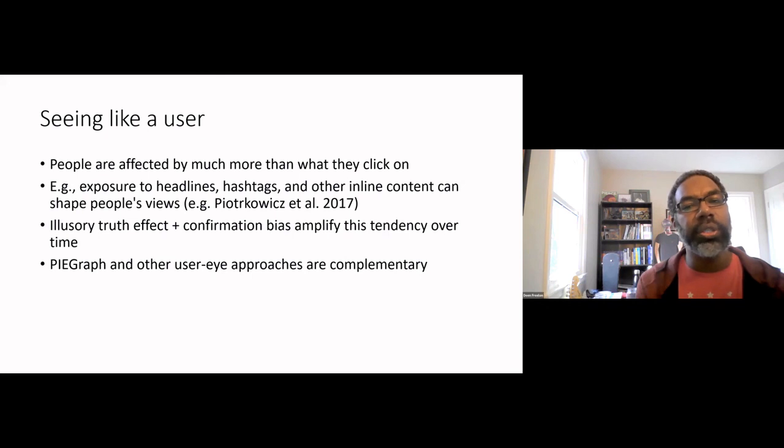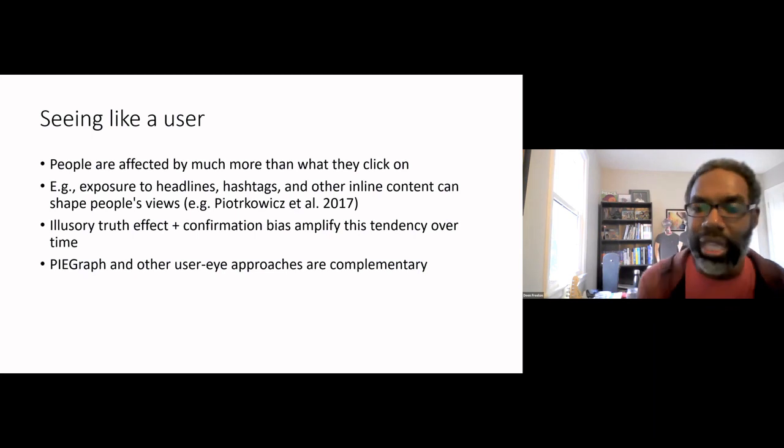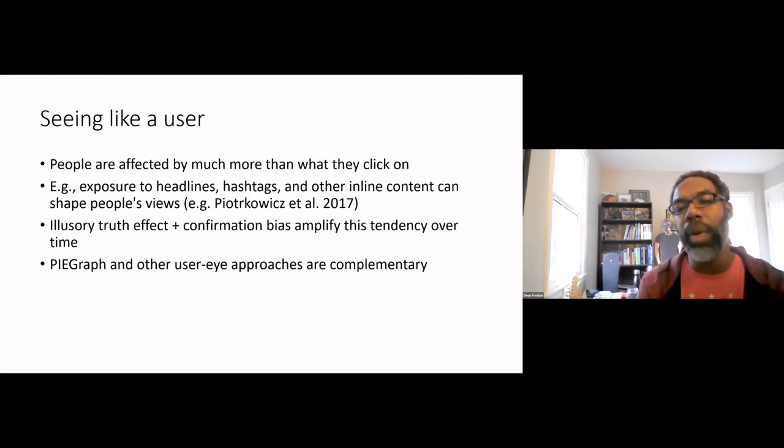Seeing like a user. This is really important to remember. This is part of the theoretical mandate for this research. People are affected by much more than what they click on. So you can think about exposure to headlines, hashtags, and how other inline content can shape people's views. You can think about the illusory truth effect, right? The more that people are exposed to a particular claim, whether it's true or not, the more likely they are to believe that it's true.